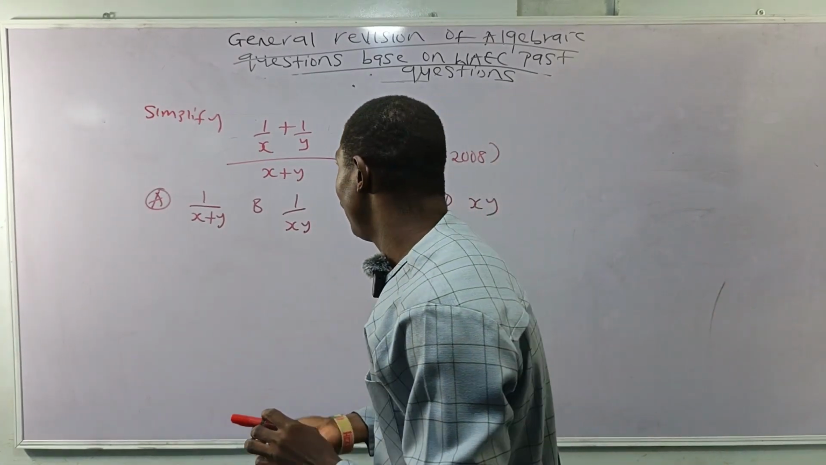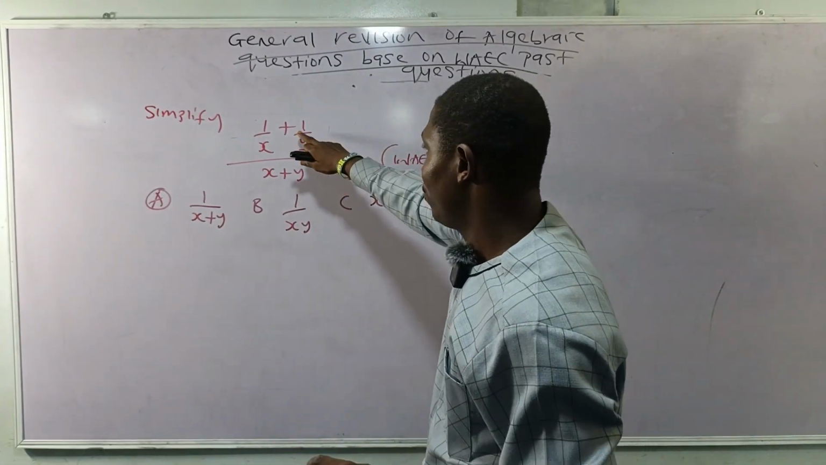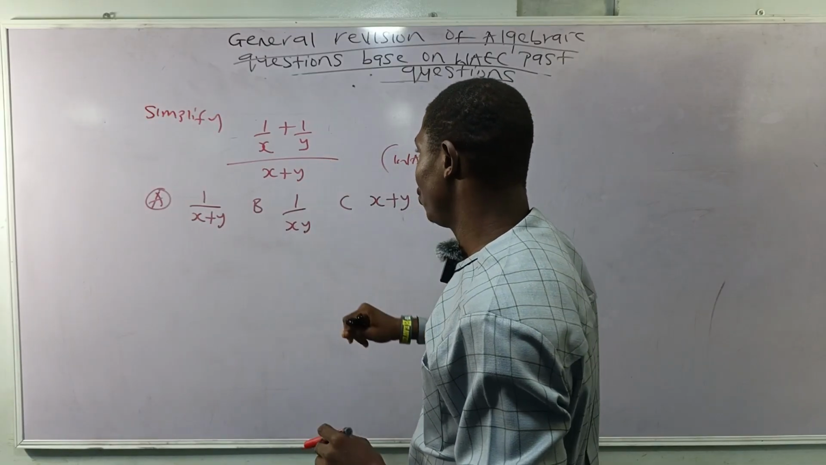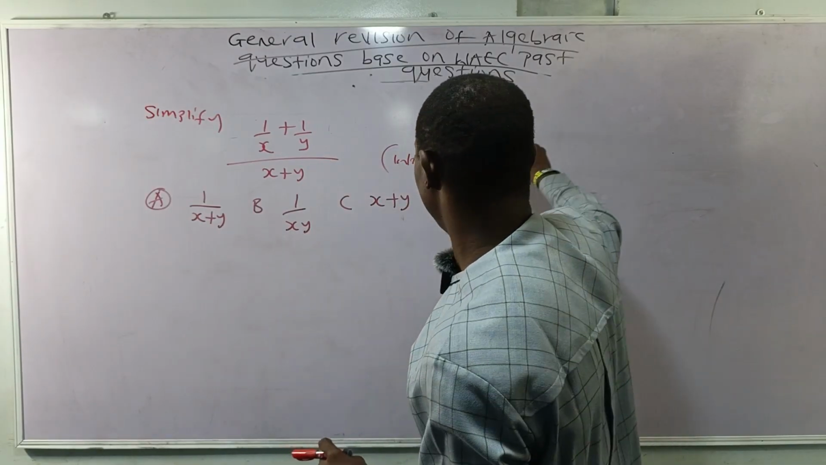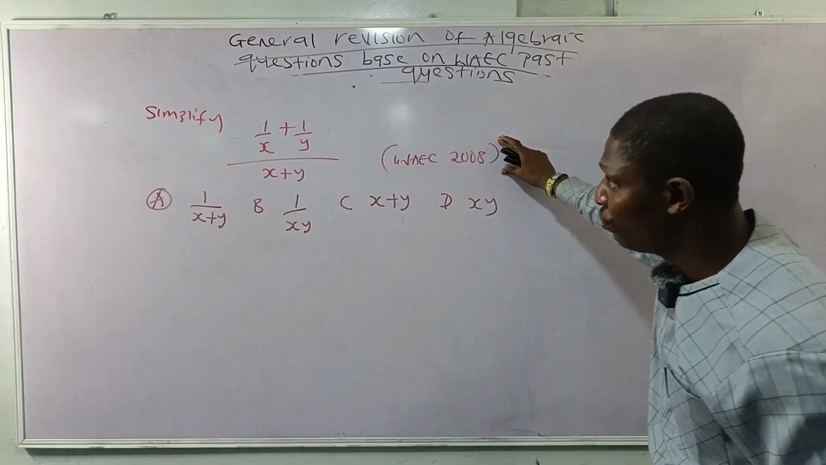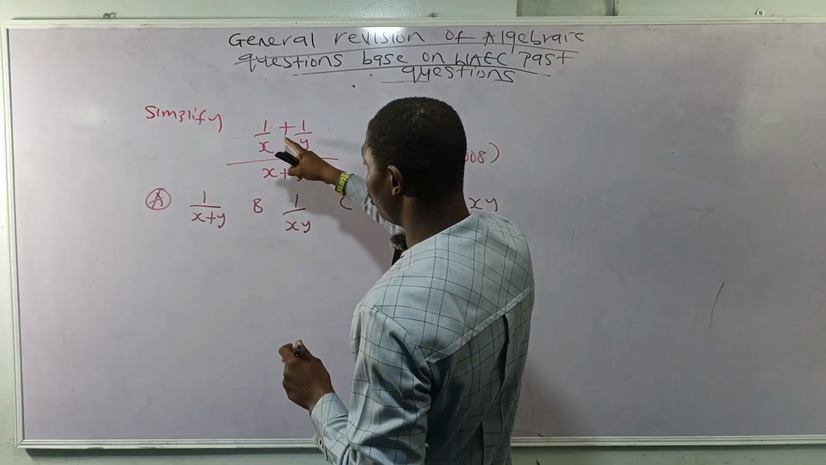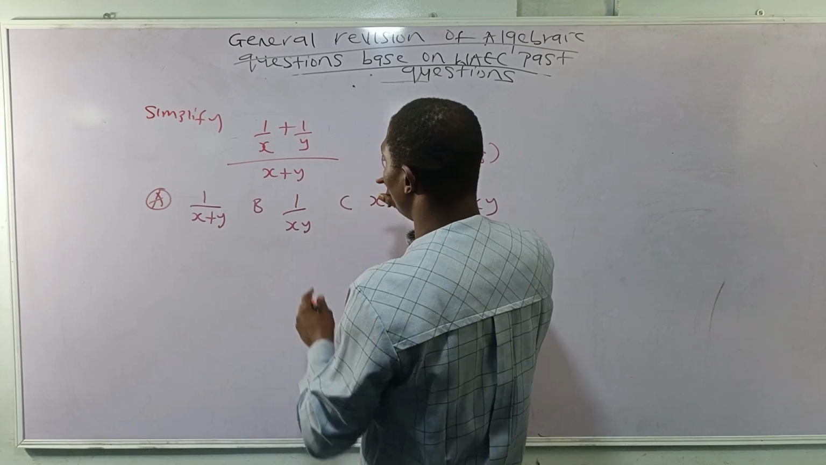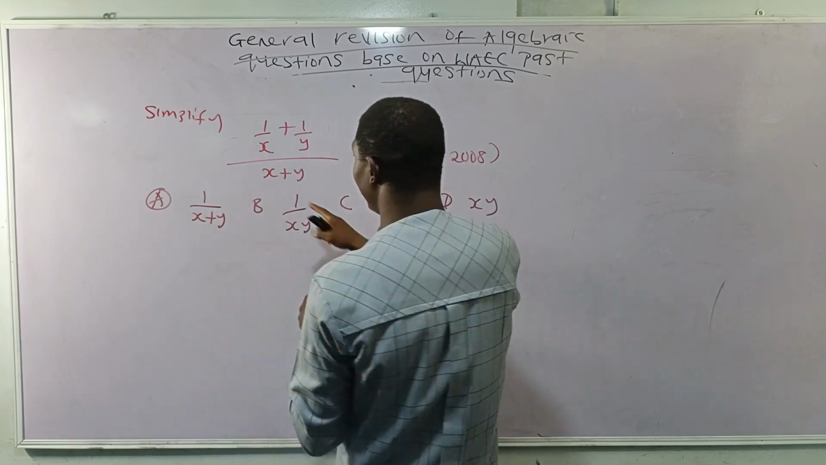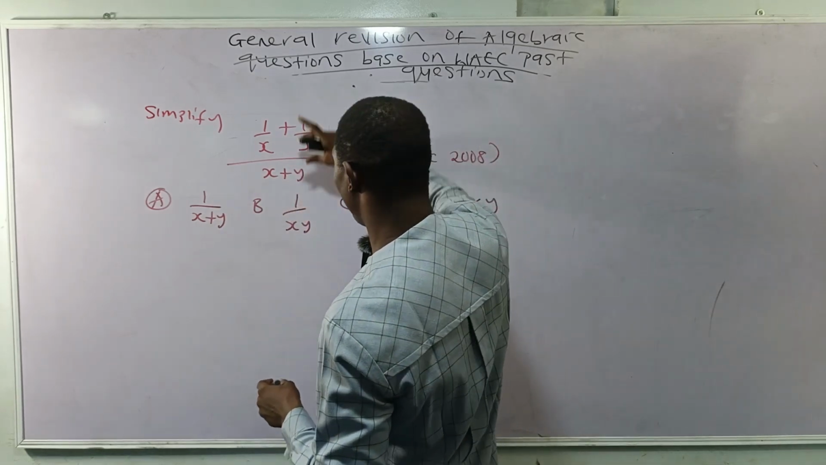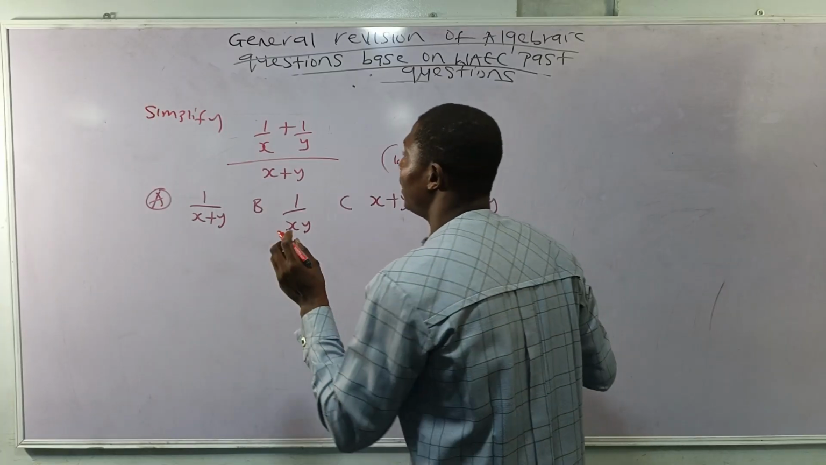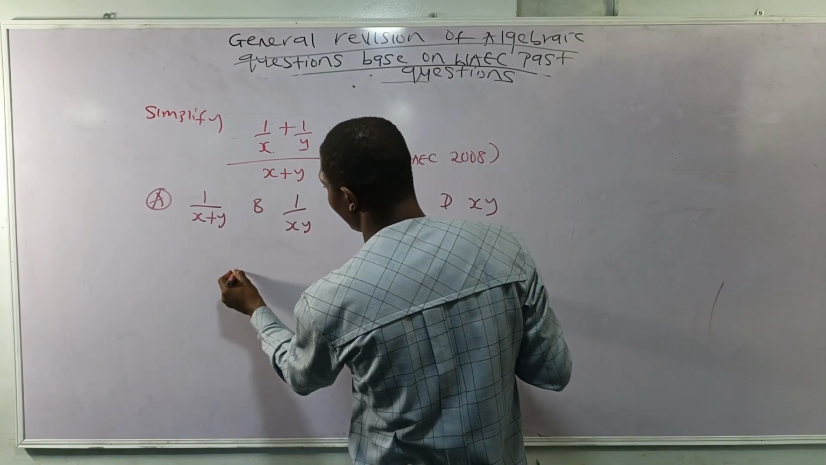Again, we are asked to simplify 1 over x plus 1 over y, all over x plus y. These are the options, as you can see on the board. So how do we do this? We must resolve the numerator, which is 1 over x plus 1 over y, because this is the main division sign that will differentiate the top from the bottom.